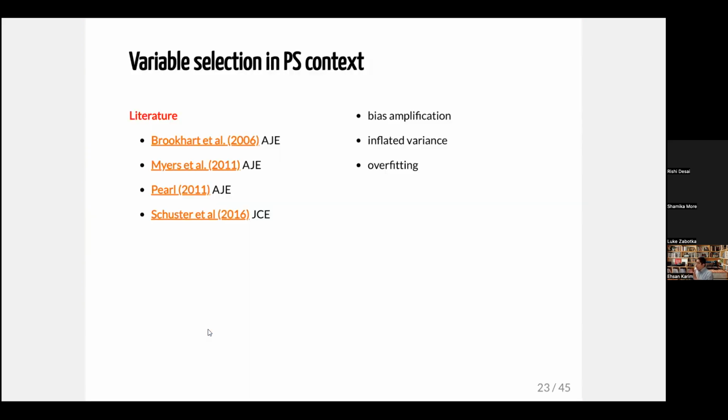So at this point, we were thinking, okay, instead of going through the Bross formula, what are the other ways we can try to select the variables that are useful? And in the propensity score literature, not the high dimensional propensity score, but the propensity score literature, there are enough papers to guide us on which types of variables are useful for including in the propensity score model. So for example, Brookhart, Schneeweiss, and colleagues' paper gave us some idea about bias amplification, inflated variance, and overfitting problems in the propensity score analysis.